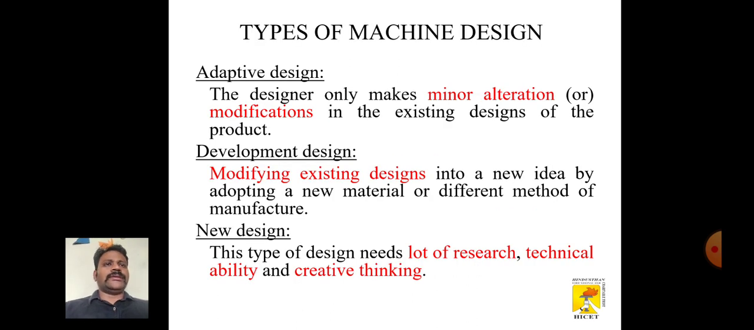Then what are the types of machine design? There are three types: adaptive design, development design, and new design. In adaptive design, the designer only makes minor alterations or modifications in the existing designs. Development design means modifying existing designs into a new idea by adopting a new material or a different method of manufacture. Next is the new design. This type of design needs a lot of research, technical ability, and creative thinking.